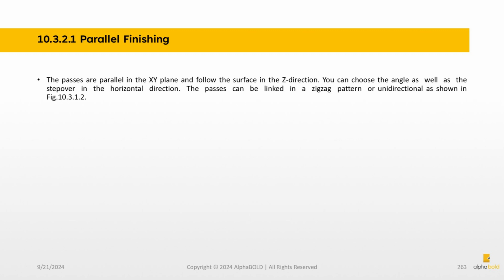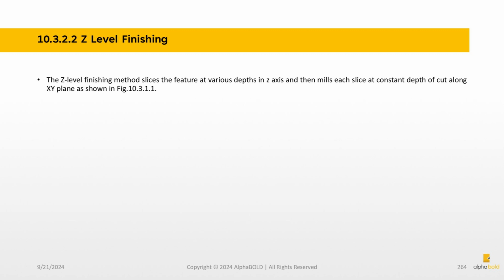You can choose the angle as well as the stepover in the horizontal direction. The passes can be linked in a zigzag pattern or unidirectional. The Z-level finishing method slices the feature at various depths in the Z-axis and then mills each slice at constant depth of cut along the XY plane.